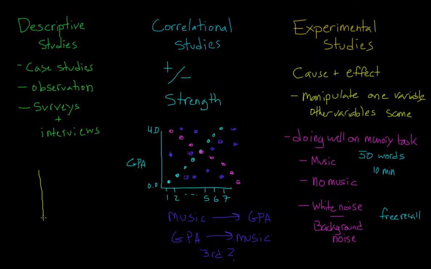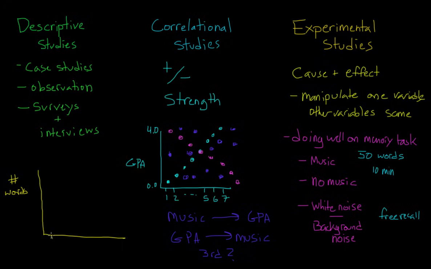So if I look at my results, what might I see? Maybe on the y-axis, I'll just have number of words recalled. And then on the x-axis, I'll have my different conditions. So I'll have my music group, which I'll symbolize with this M. I'll have my no music group, which is NM. And then I'll have my background noise group. And what do I see? Well, maybe the people who listened to music were able to remember 20 words. And the people who had no music, maybe they were able to recall 30 words. And maybe the people with background noise were somewhere in between. Maybe they recalled 25 words.